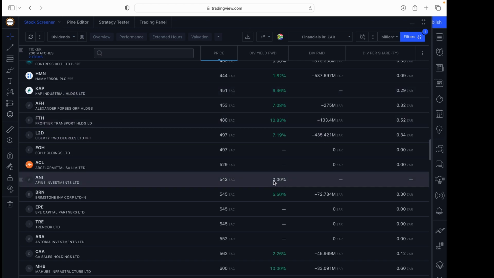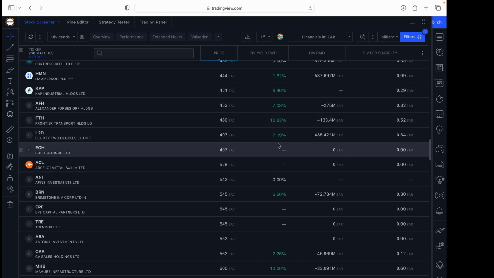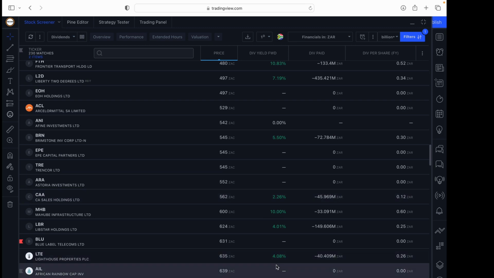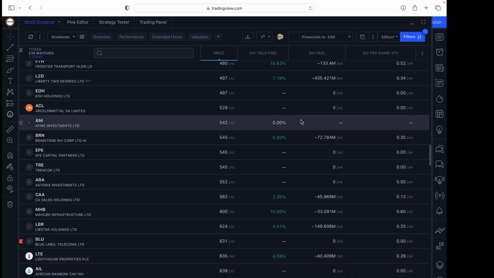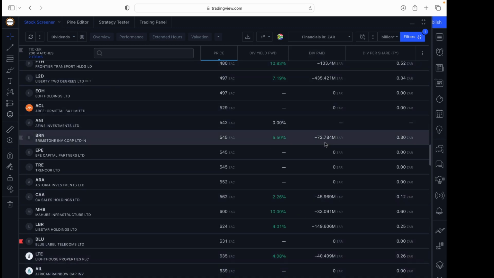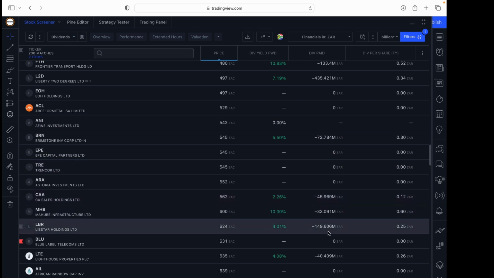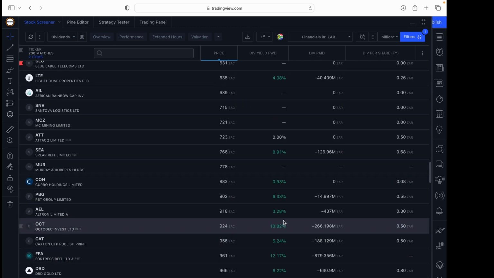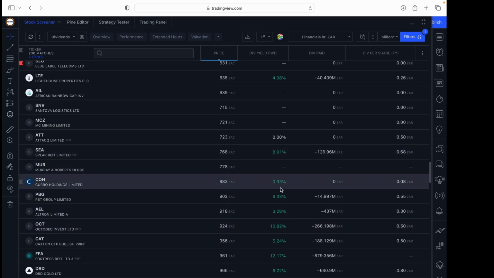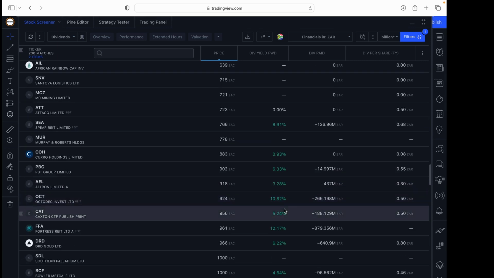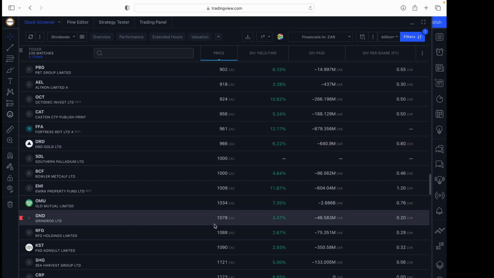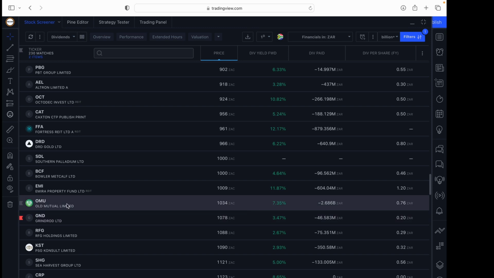You can see some of it is 0%, but those that are greater than 0% are highlighted in green. Also the company, you can see the dividend that is paid. So in this case, let us look at just a big company. Like I said, it's better to look at a big company than to look at a small company. So let's see which company we're finding. Okay, we can see here we've got Old Mutual Limited. The share price of Old Mutual is 10 rand 34 cents. You can see the dividend yield is 7.35%.